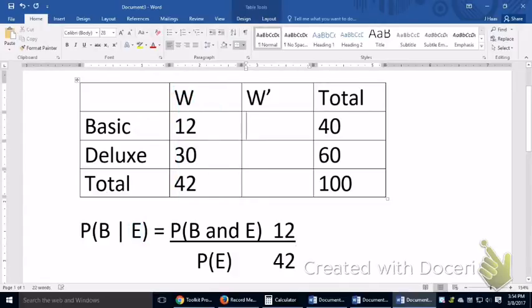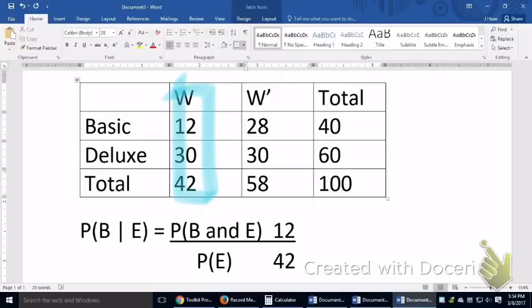I could do 40 minus 12 and figure that out as 28, and that is 30, and then 100 minus 42 could have given me an answer of 58. But once again, I did not have to have that information for this particular problem, because all I needed was this one column to get my answer.